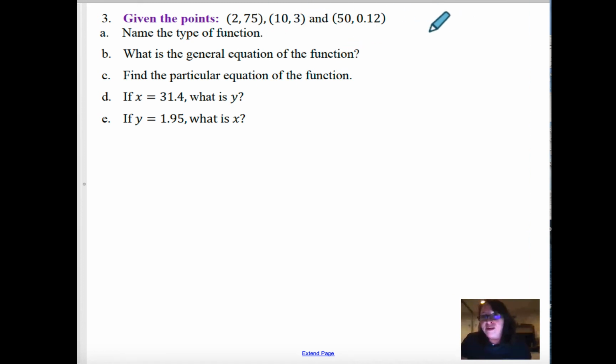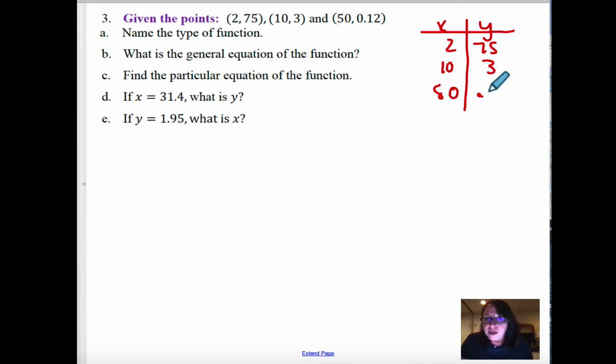When they give you points, you need to chart it or table it, okay, for x and y. So let's do that. So we have 275, we have 10, 3, we have 50, and then 0.12.